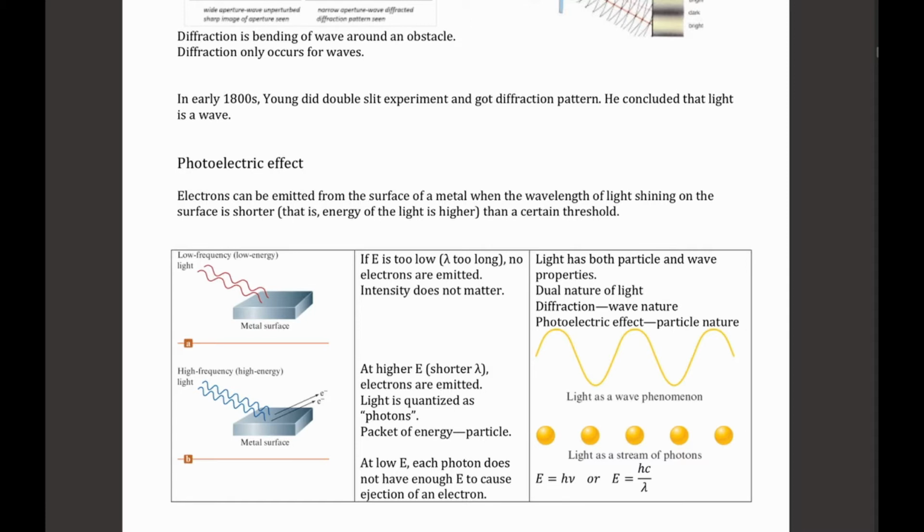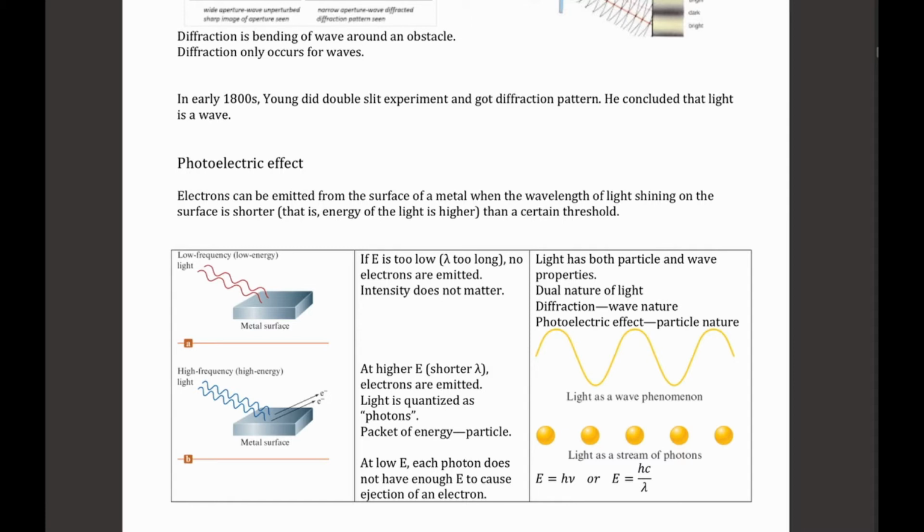And the light then is thought of as energy, as a packet of energy, a particle called a photon. So light can be thought of as a little packet of energy. The shorter the wavelength, the higher the energy of the photons composing that light. So going to the third column of that table, light has both particle and wave properties. This is called the dual nature of light.